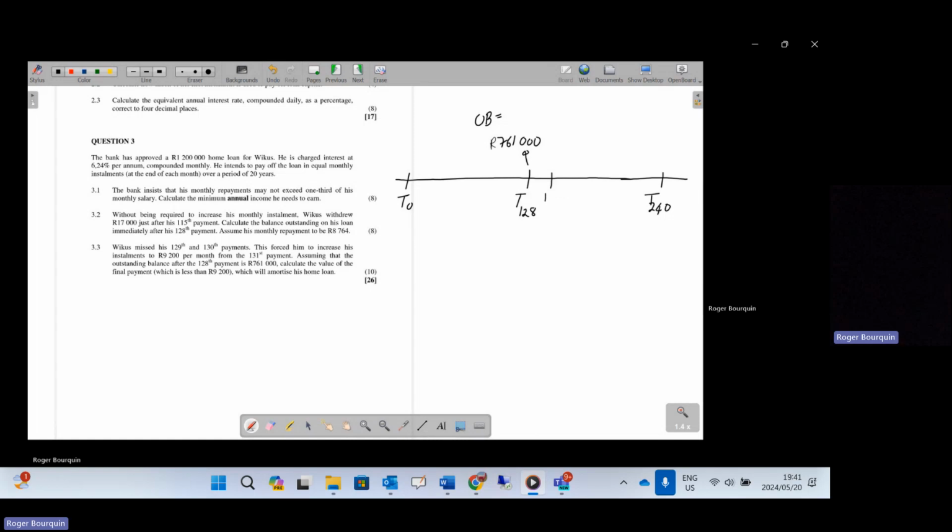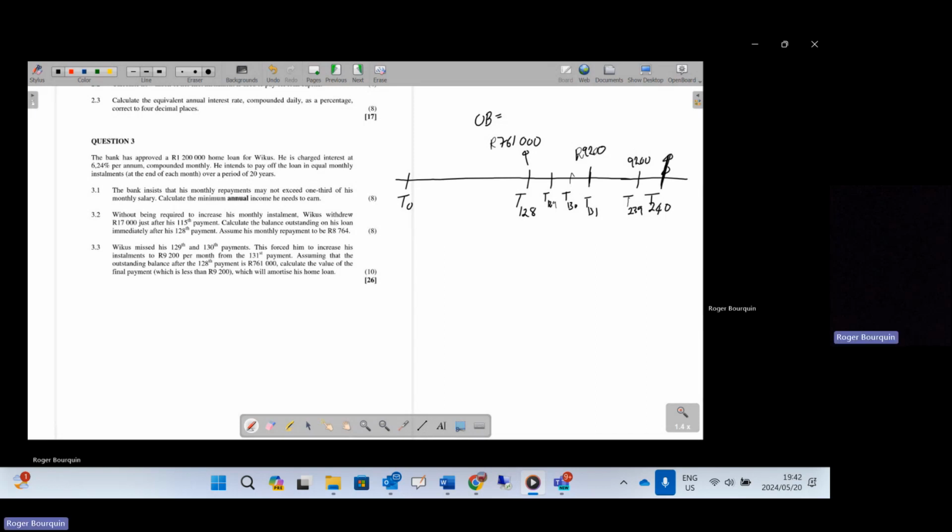Then at T129, he misses a payment, and at T130, he misses a payment, and he starts his payments again at T131. But at T131, because of his missed payments and the interest that has increased, he has to increase his payments to 9,200 Rand per month. And he's going to make these payments of 9,200 Rand all the way up to T239.